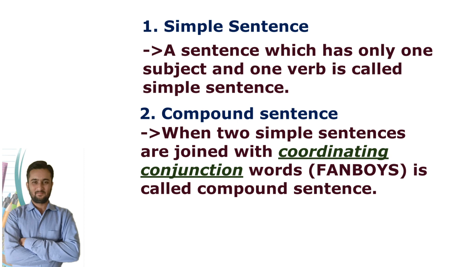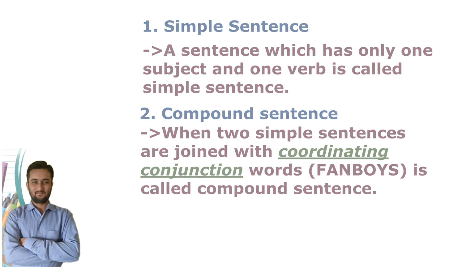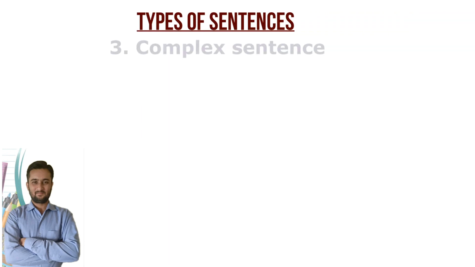And one more thing about compound sentence. In a compound sentence, both the sentences, two simple sentences, two parts were independent clauses. Means they are not dependent on any other one. First part is not dependent on the second one, and the second part is not dependent on the first one. Both are independent clauses. Now let's learn about complex sentence.